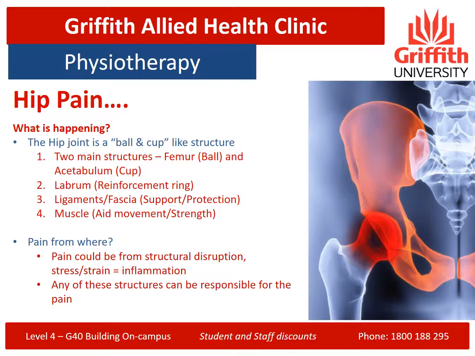The hip joint is a ball and cup-like structure, with the two main structures being the femur, the ball, and the acetabulum, the cup. Other structures that make up this joint are the labrum, which is a ring of cartilage that reinforces the ball and cup, ligaments, which act to support it, and surrounding muscles that aid in movement and strength. The hip joint is a major weight-bearing joint, and during walking, the forces going through the hip are 5 times that of your own body weight.